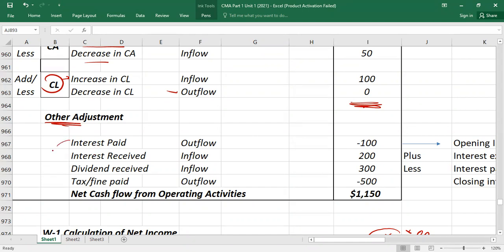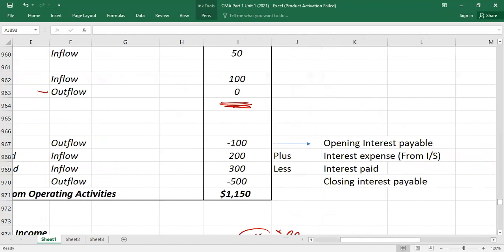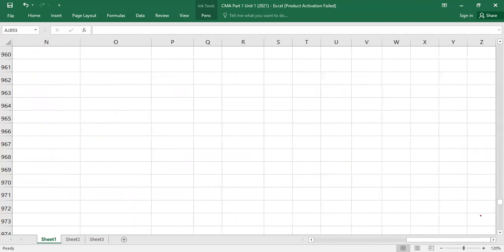So first of all, I'm going to work with interest paid and tax paid, these two things together. How will you get it? First, the interest paid amount, how will you get it? We are calculating the interest paid amount. And by the way, from which ledger can you get this value? You can get this value from the interest payable ledger.